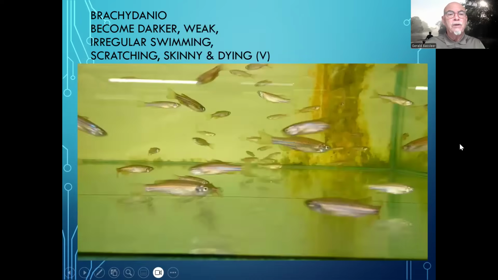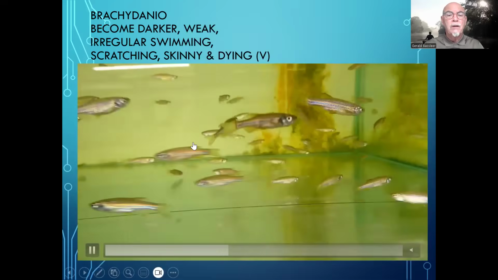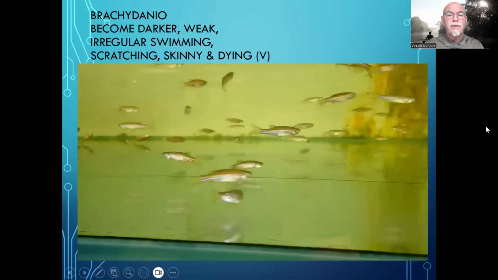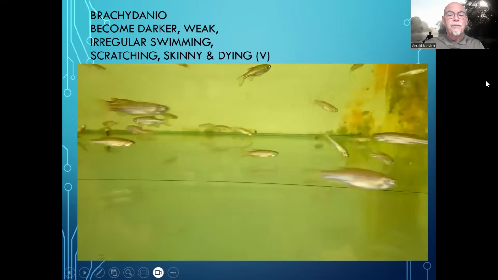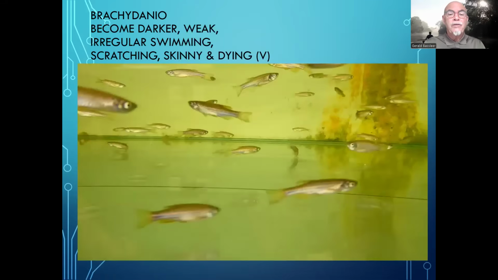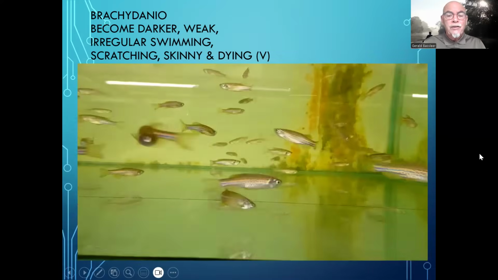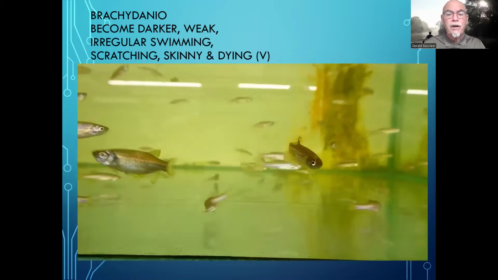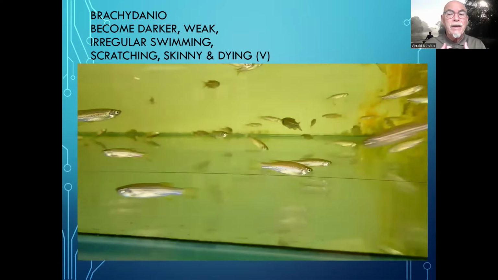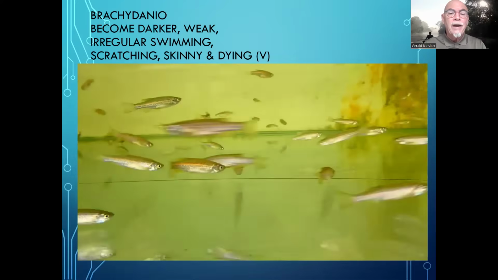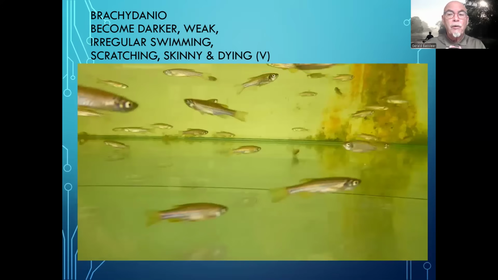Here I show you the Brachydanios. They became weaker, irregular swimming, and you will see here in the middle there will be one scratching. Look, the scratching behavior in the middle here of the aquarium, which is typical for certain parasitic infections. And that's something you have to learn to observe when you have a number of fish. Well, some are getting darker, irregular swimming, but when they start scratching, they are irritated. And that teaches you a lesson that you have to open your eyes and look for potential diseases.